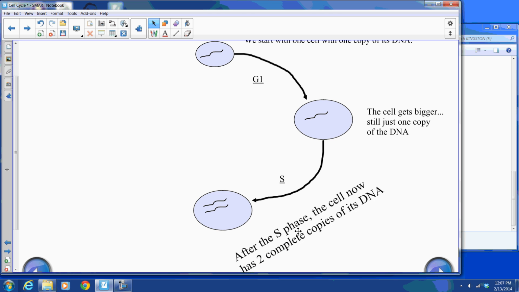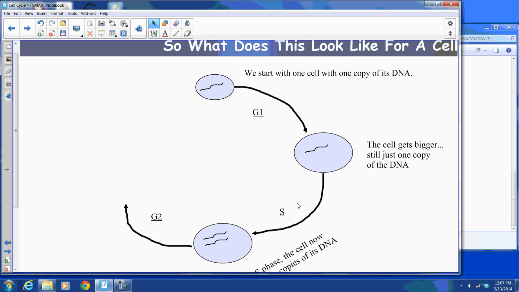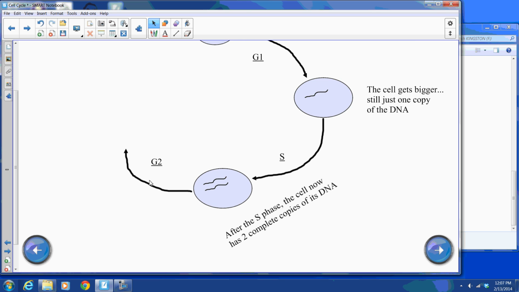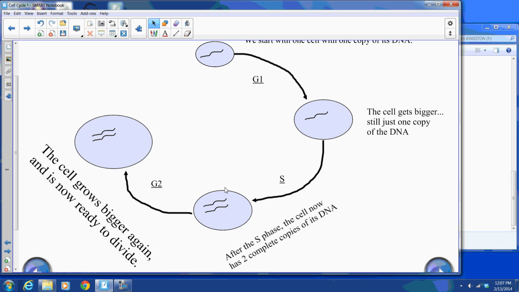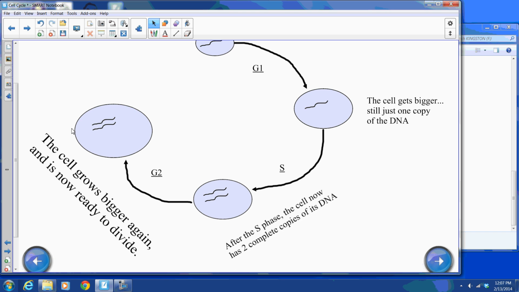So we went through G1 and S. The next phase would be the G2 phase of the cell cycle. Again, kind of a resting phase, a time for the cell to grow and develop and get ready for what's coming up next. At the end of G2, if we were to draw a picture of that, the cell is going to be bigger again, so it's increased in size even more. And again, that growth is important.